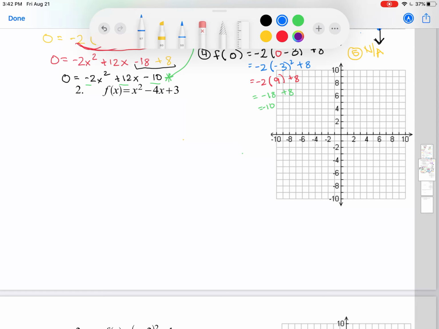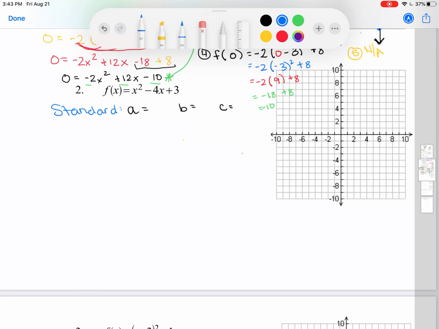x squared minus 4x plus 3. If we compare it to the forms above, we will notice that it is in standard form. And standard form gives me 3 letters I need to worry about. A, B, and C. Get rid of this little guy here. There we go.